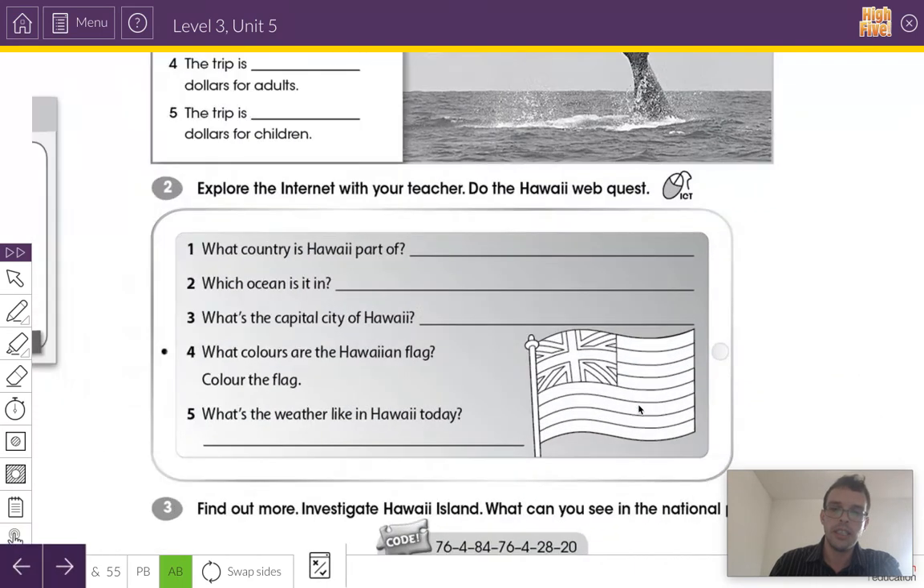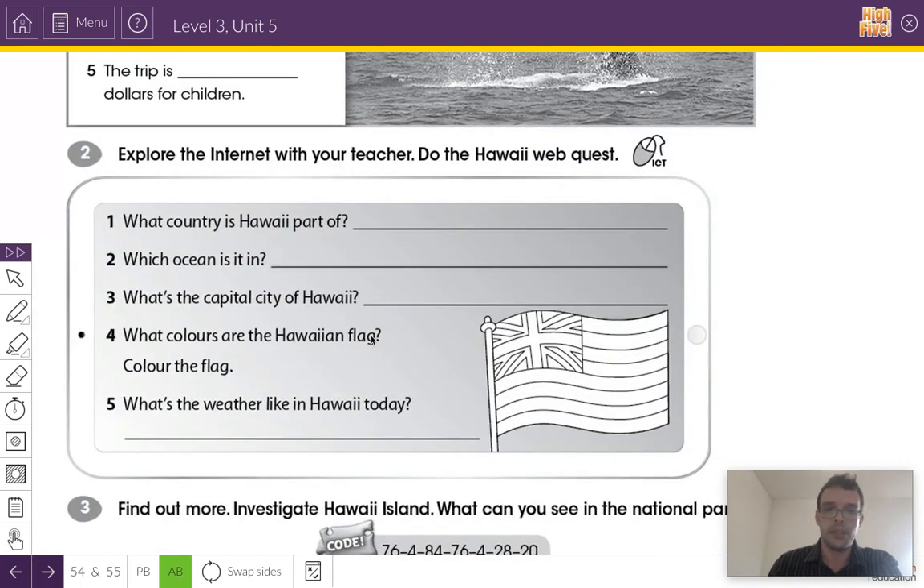Now, as a little fun project that you can do at home on the internet, we have this Hawaii web quest. All you have to do is go onto Google and in English, find out information about Hawaii. What country is Hawaii part of? I told you earlier in the class. Which ocean is it in? What's the capital city of Hawaii?